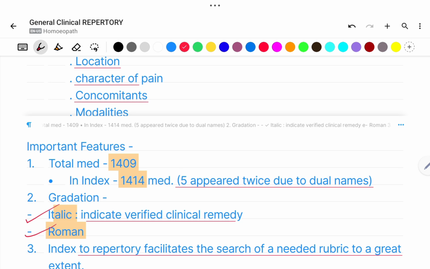It means that at the back of the book the index is given, in which you can easily go through the rubrics. It is given in alphabetical order.